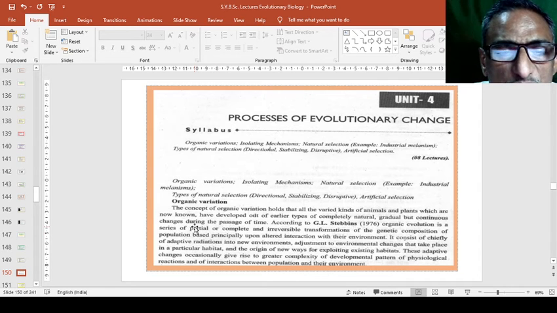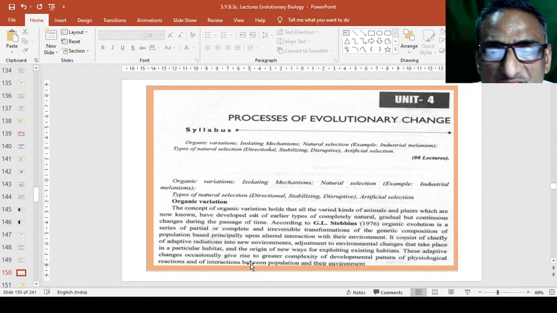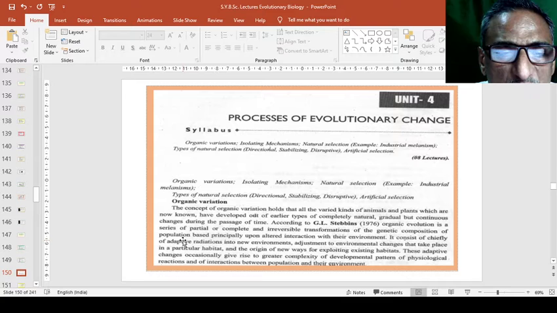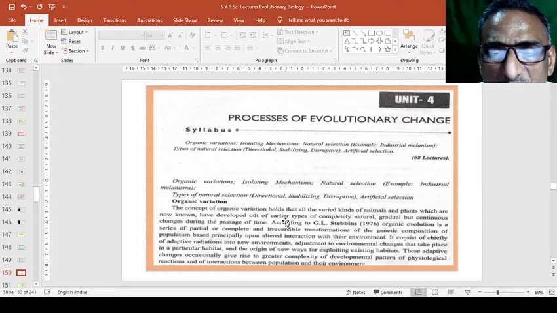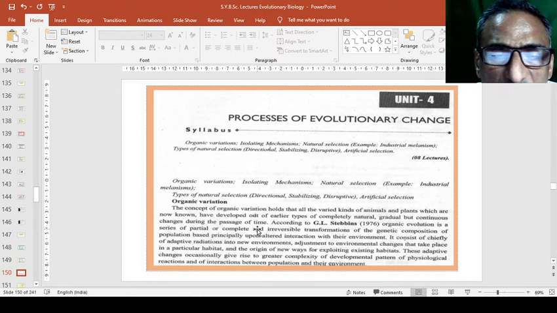Now, in organic evolution, the concept of organic variation holds that all the varied kinds of animals and plants which are known have developed out of earlier types by completely natural, gradual, but continuous changes during the passage of time. That is nothing but organic variation.